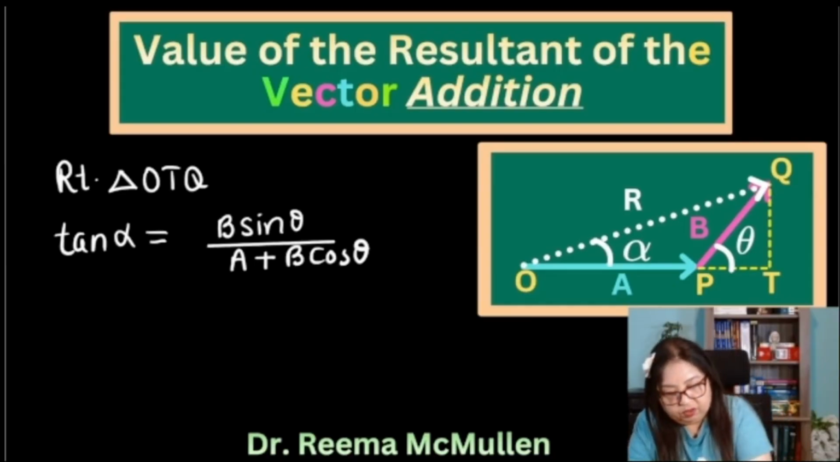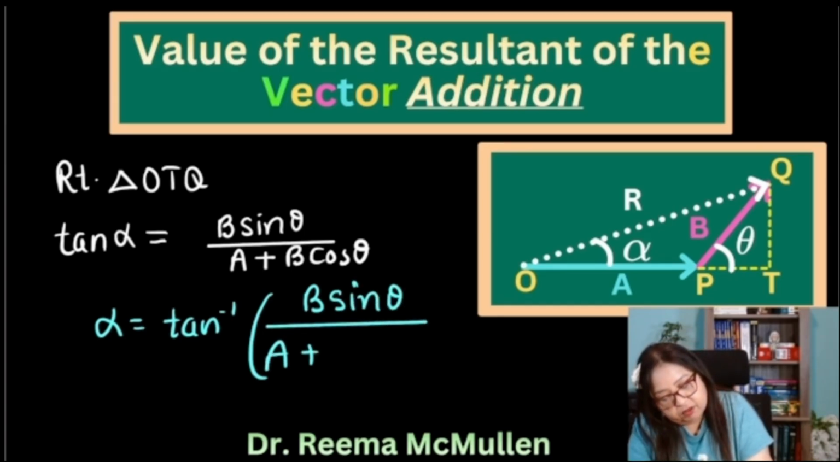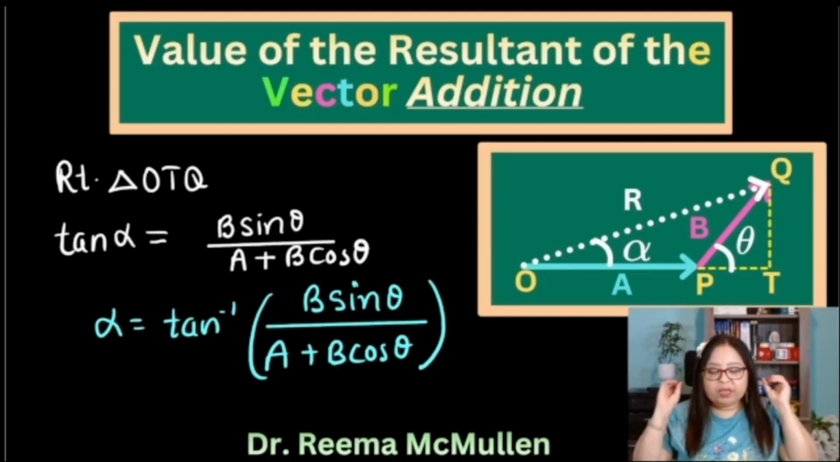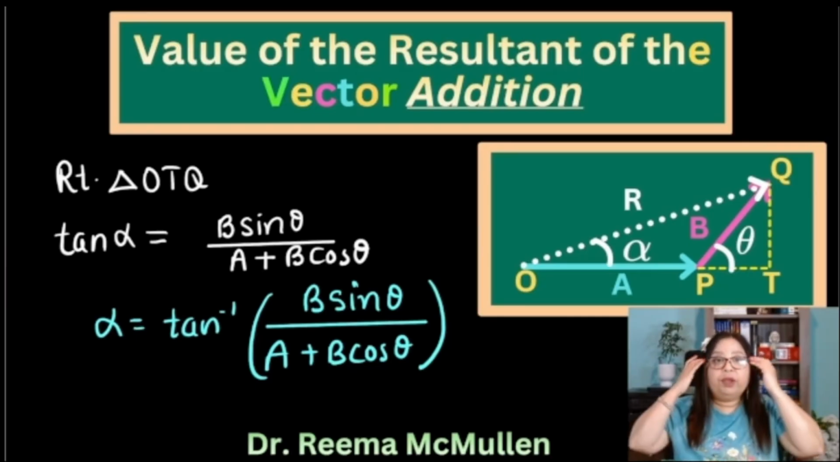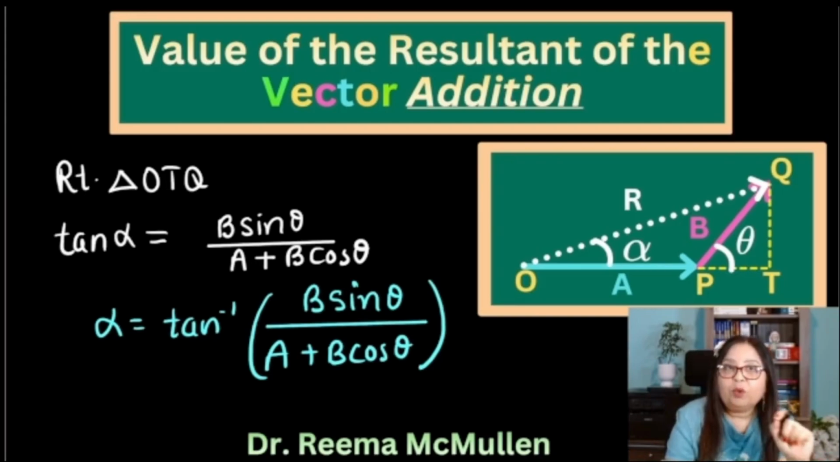What we're going to do next is take tangent inverse of both sides. We get alpha is equal to tangent inverse of B sine theta divided by A plus B cosine theta. If you're given numbers for vector A and vector B, it's just a matter of plugging numbers into the equation, putting into your calculator or in your head, however you like to do it, and getting the answer. It's as simple as that. There's really not much to it more than this. Like I said, we're going to look at a couple of problems in this lecture, just not yet.